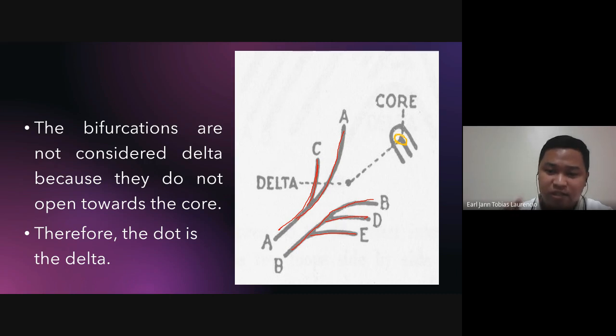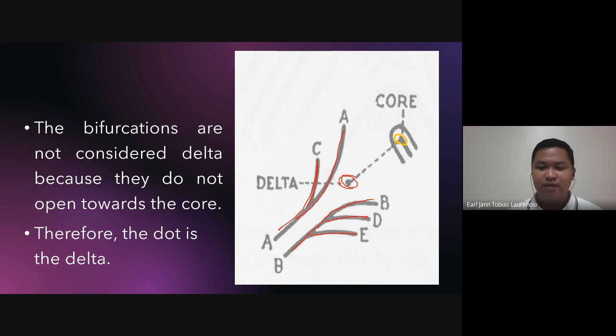However, as you can see on the slide, they were not chosen as the delta of the pattern. Rather, the ridge dot was the one selected to become the delta of the pattern and not the bifurcation. And we said a while ago that the general rule states that a bifurcation shall always be the delta, provided, however, that the bifurcation opens towards the direction of our core.